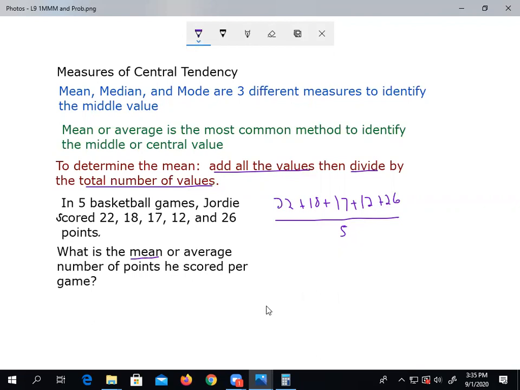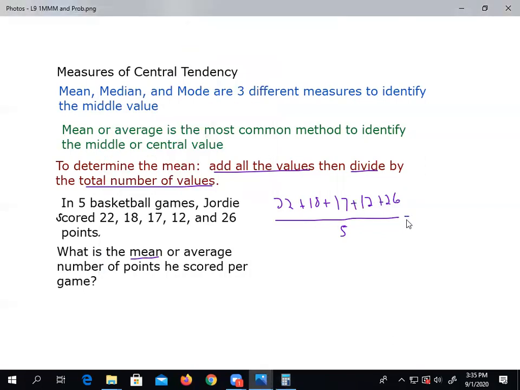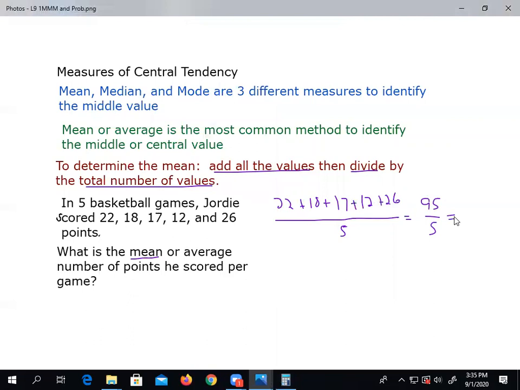So using my calculator, I can determine the mean rather easily. So I have a 22 plus the 18 plus 17 plus the 12 plus the 26. So I get then this 95. And I still got to divide that by 5. And we end up with then 19.